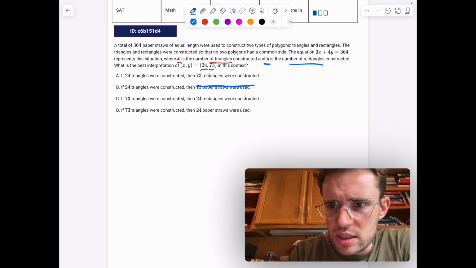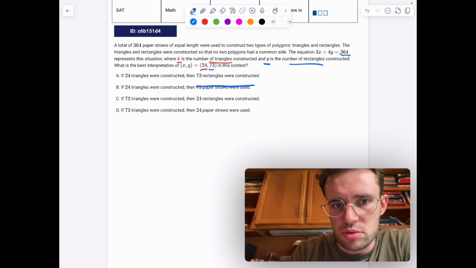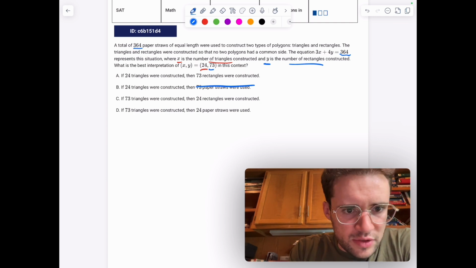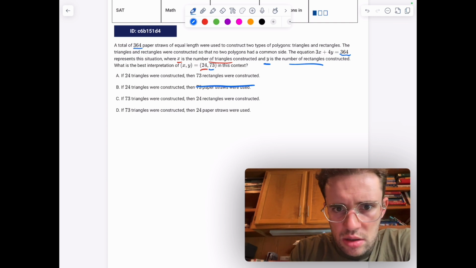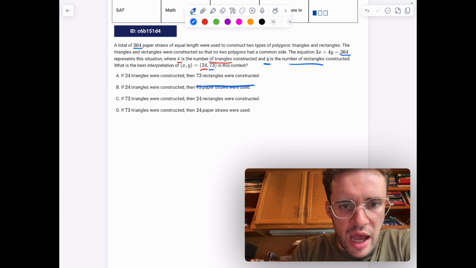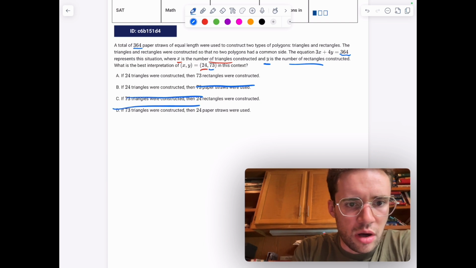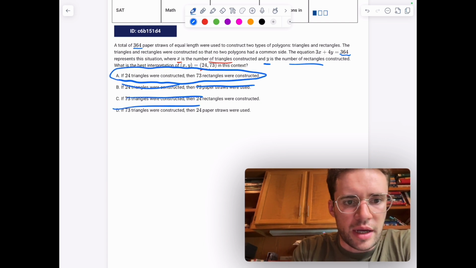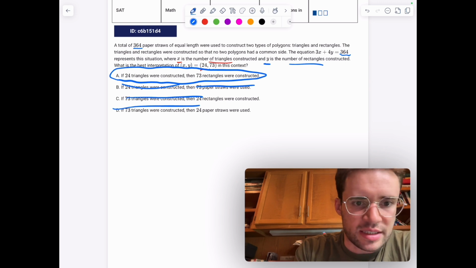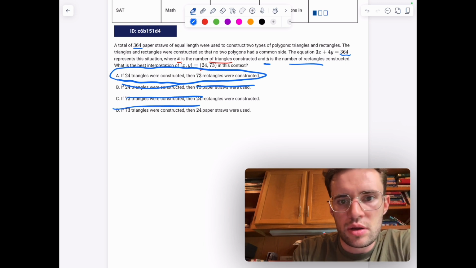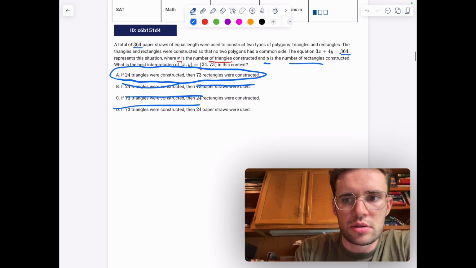No, that's not right. The number of paper straws used is always 364. If 73 triangles were constructed, no, again, the triangles match up with the x, so that would be the y. So these ones are wrong, these ones are wrong. It's just going to be A. X is 24, y is 73, x is the number of triangles constructed, y is the number of rectangles constructed.